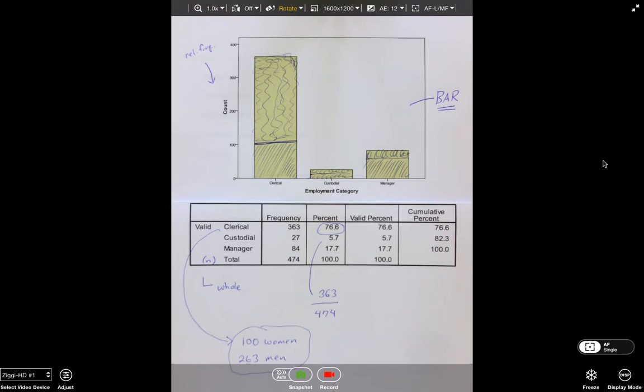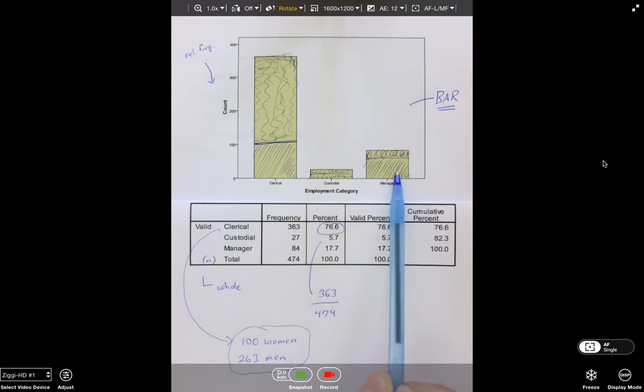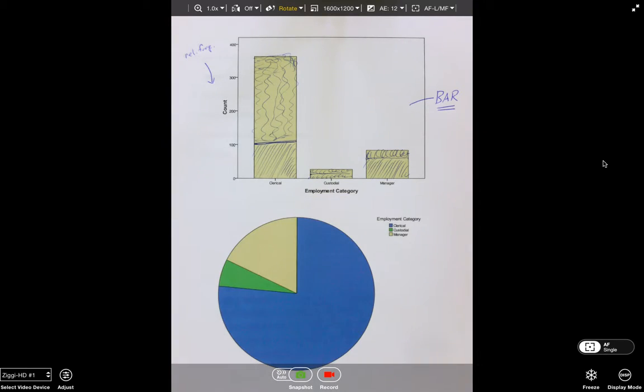All right, so you can very quickly, at a glance, see that of the clerical, there are more males than females. Of the custodial, it's about equal. And of the manager, there would be more females. Well, I forget now which one I did. Yeah, there would be more females than males. So again, that's the purpose of a chart, just to give you a quick glance and get a picture so you can detect frequencies.